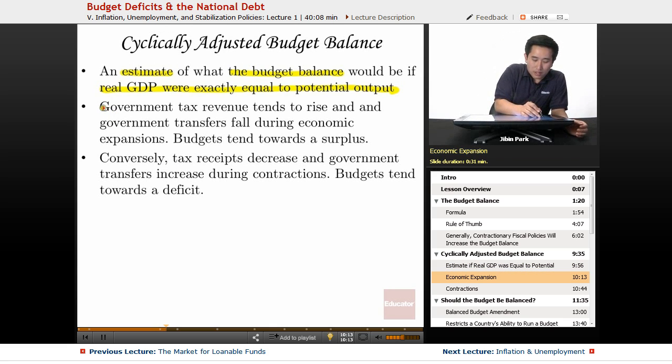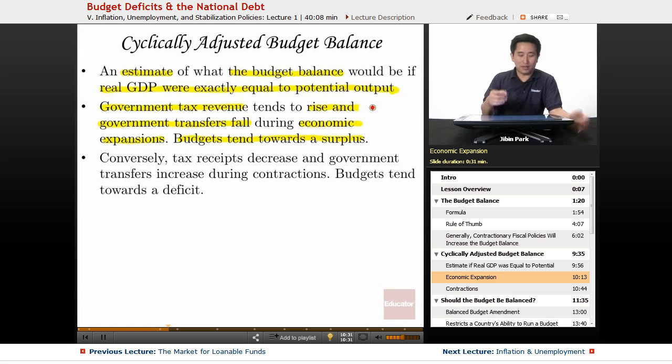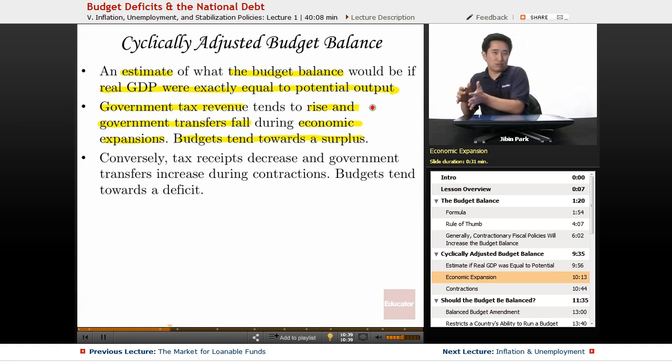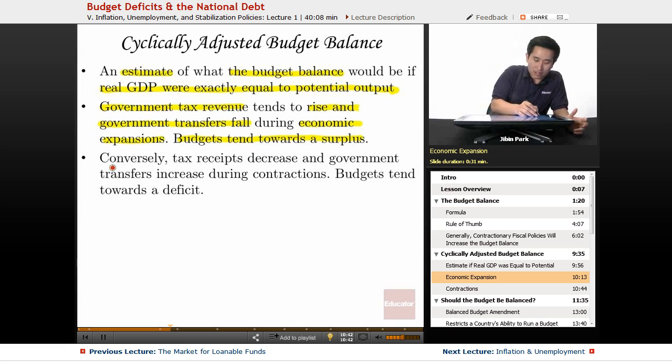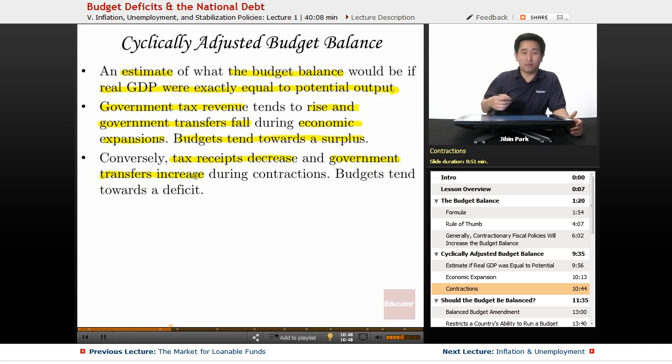And here's the reality. Government tax revenue will tend to rise and government transfers fall during economic expansions. So the budget tends towards a surplus. Let's erase this extraneous here. So in times of economic expansion, people have more jobs, so they're going to pay more, so more tax revenue is going to come in, and so the budget will naturally tend towards a surplus. Again, conversely, tax receipts will decrease and government transfers are going to increase, meaning that the government's paying out more and less money is coming in during contractions. So the budget will tend towards a deficit.